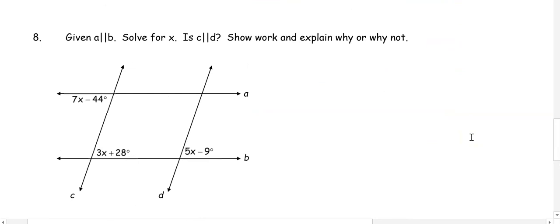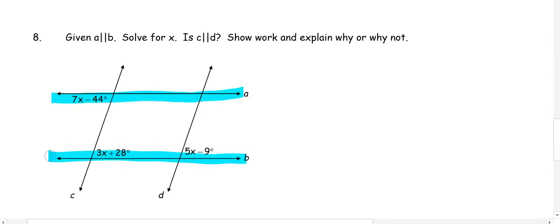In number 8, given that A is parallel to B, is C parallel to D? So right now, we know that A and B are parallel lines. We have to figure out if C and D have that same relationship. So right now, they are just transversals. So the yellow transversal has two angles on it. So we're going to use that first.